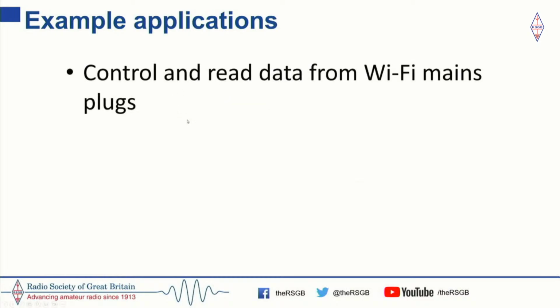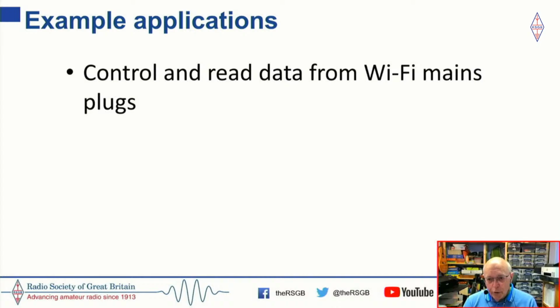So the example applications I'm going to run through now: the first one is to control and read data from a Wi-Fi mains plug. You've probably seen there's lots of these about. They've been popular with home automation, and it's simply a mains plug. It plugs into a standard socket and puts a socket on the other side, and you can control it via Wi-Fi. Now, a lot of these plugs, in addition to being switched on and off, also supply a whole load of extra information, such as the voltage, the current consumption, the power consumption, etc. So we're going to cover one of those.